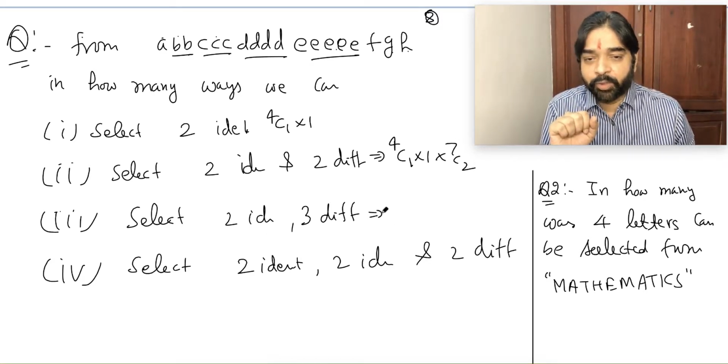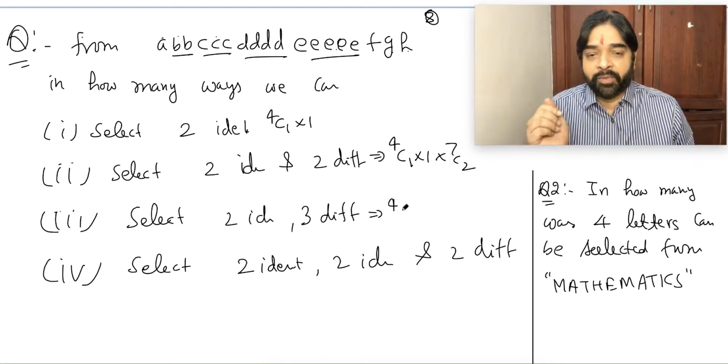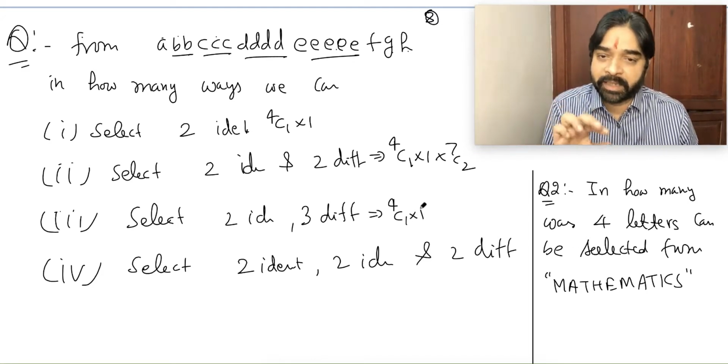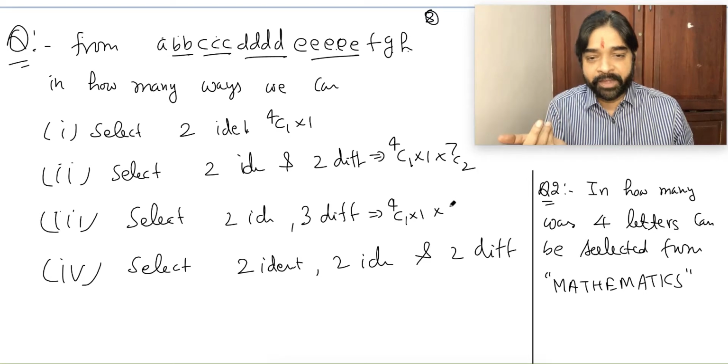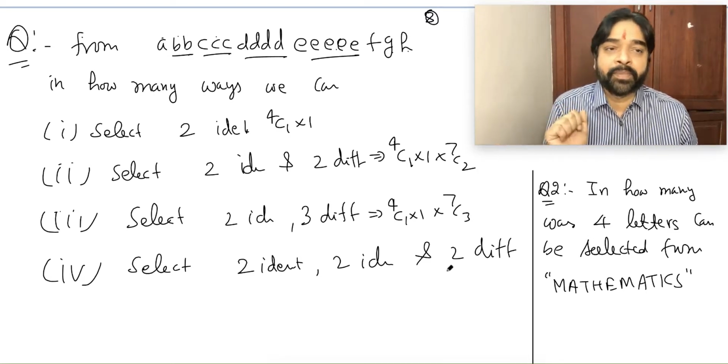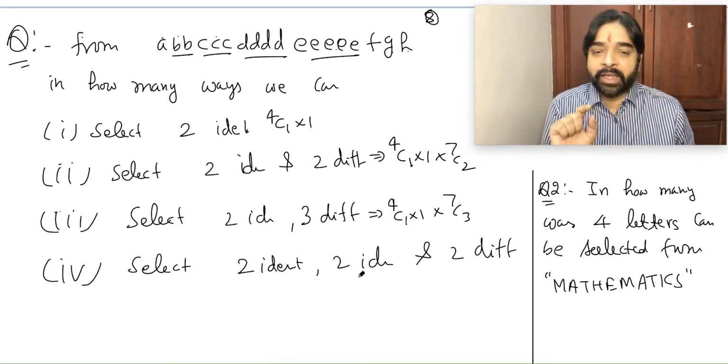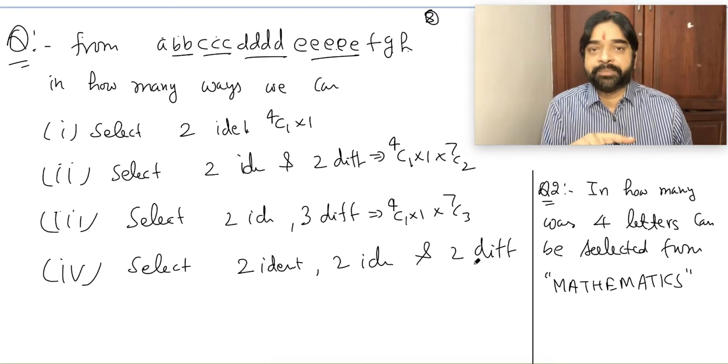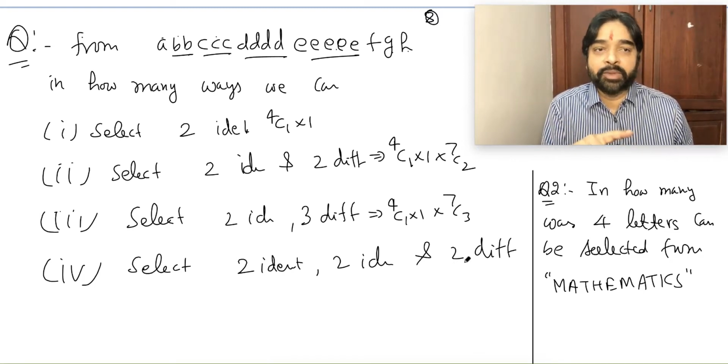Next, select two identical, 3 different. Okay, 4C1 into 1, that is the selection of two identical. Now 3 different, so 7C3. Now 2 identical and 2 different. 2 identical and 2 different.